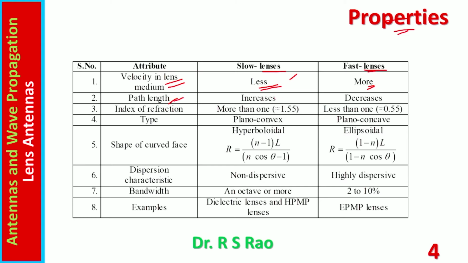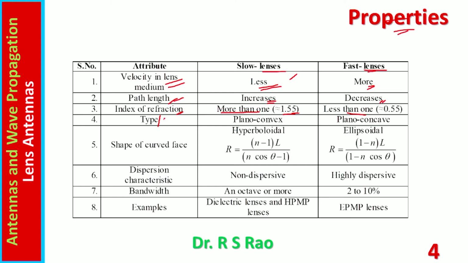Path length increases in slow lenses. It decreases in fast lenses. Index of refraction: it is more than 1 in slow lenses, nearly equal to 1.55. In case of fast lenses, it is less than 1, nearly equal to 0.55.